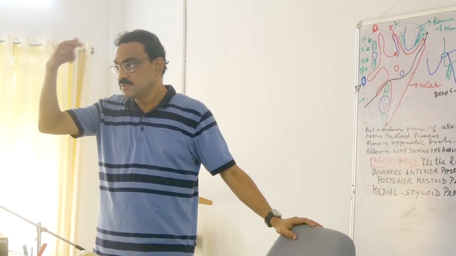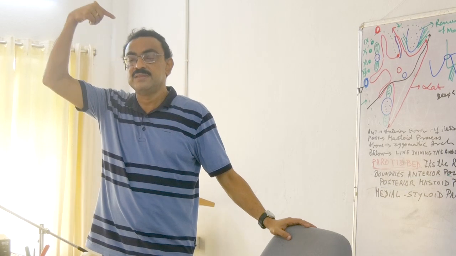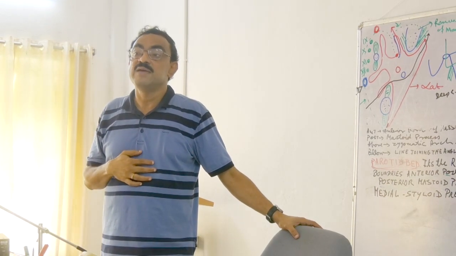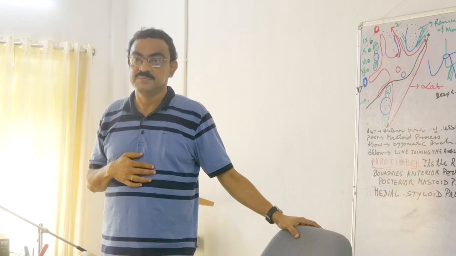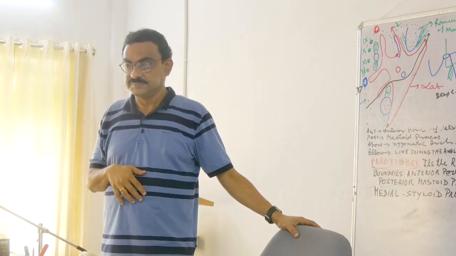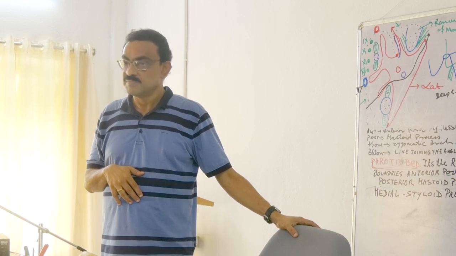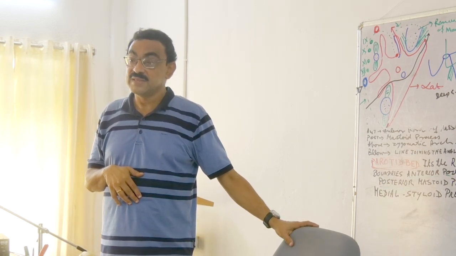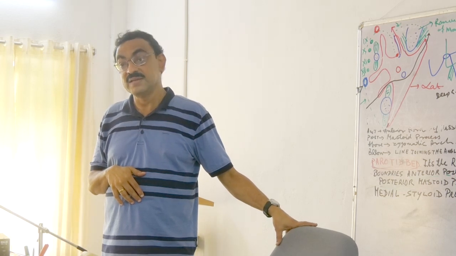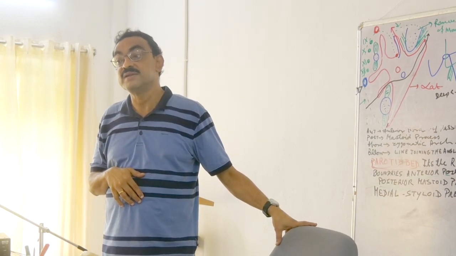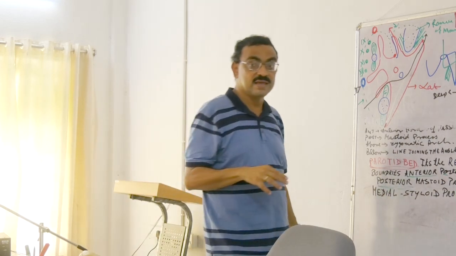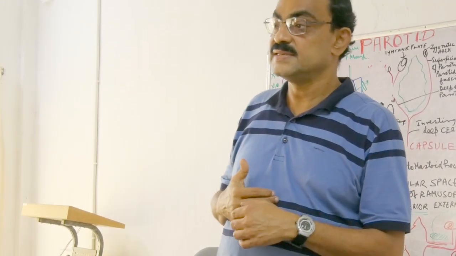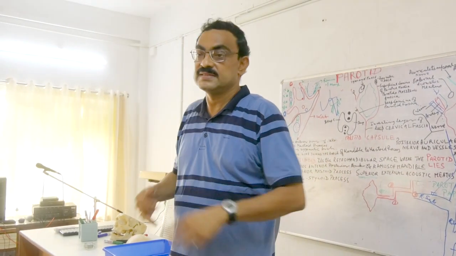So neurally, there is something called the salivatory center in the brain. There is a superior salivatory center and an inferior salivatory center.